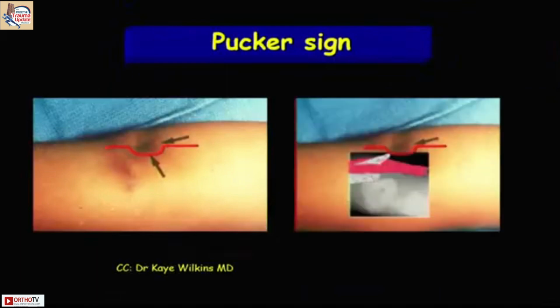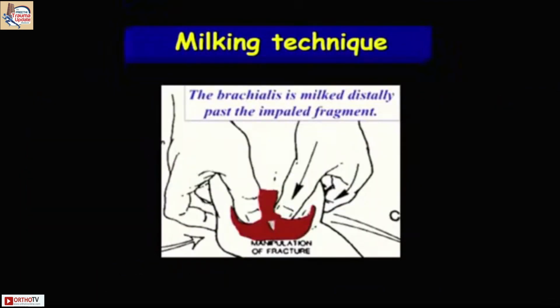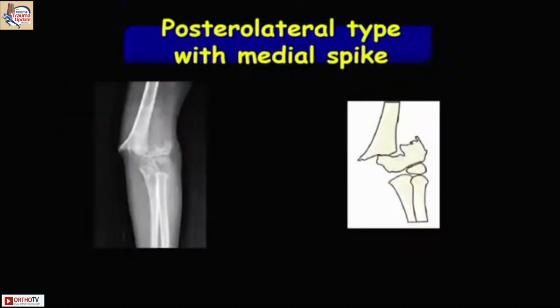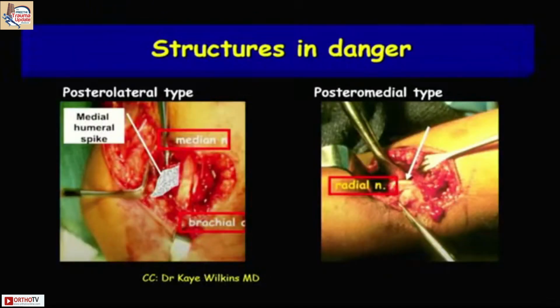Also, whenever you see a pucker sign, it indicates that there will be some impalement. So the fracture fragment will pierce through the brachialis, you have to milk that to get a reduction. Sometimes in irreducible fracture, you can palpate a sharp spike subcutaneously. Whenever you are palpating a sharp spike subcutaneously, you should have a low threshold for open reduction, because most of the time there will be some impalement of the soft tissue structures.